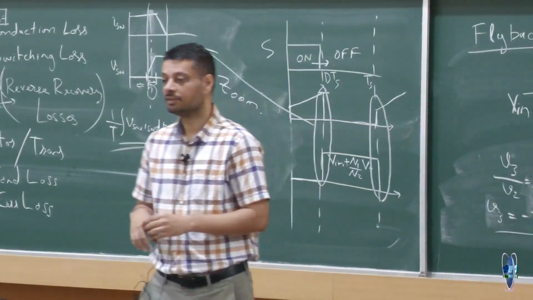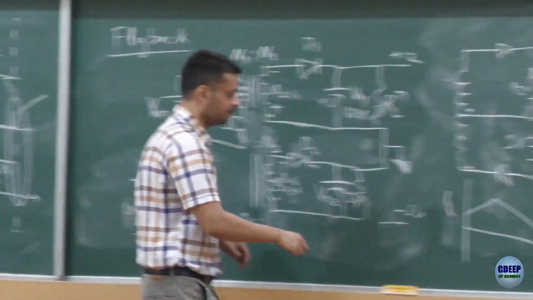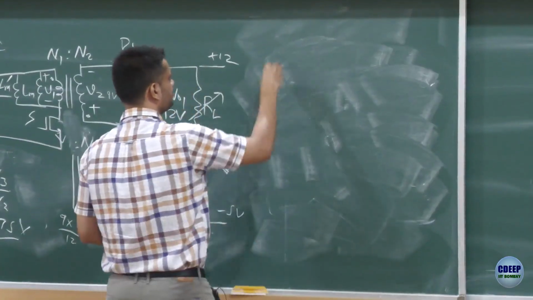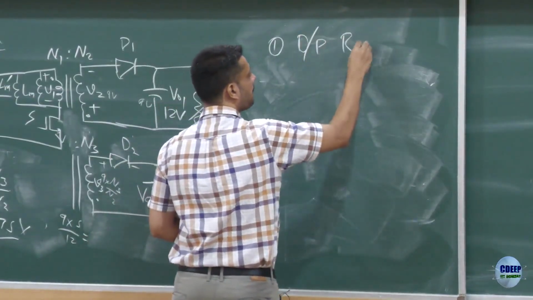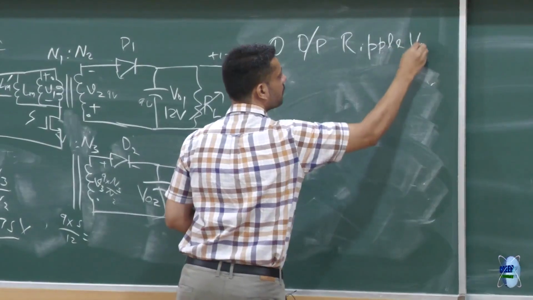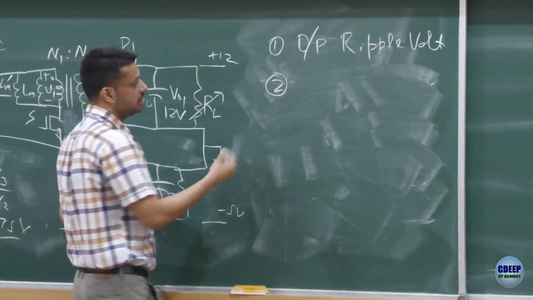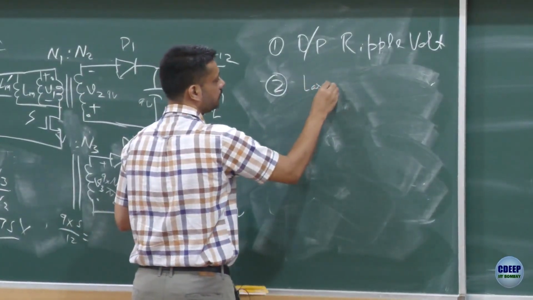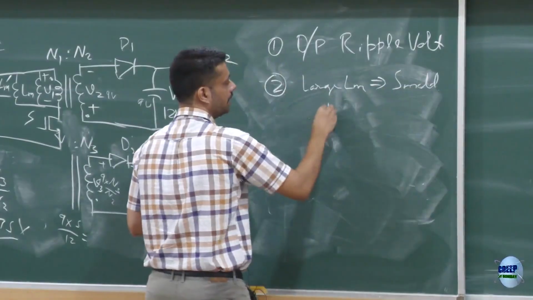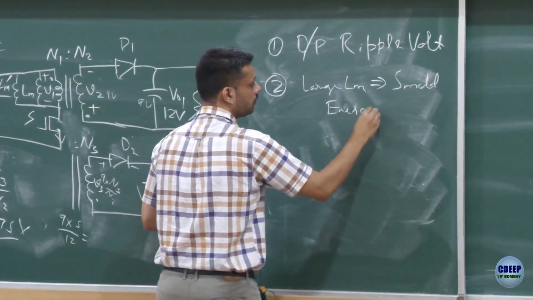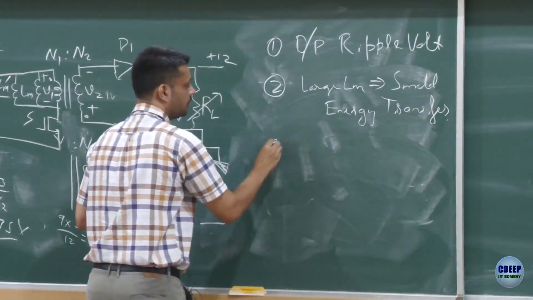Okay. Excessive ripple voltage on the output, okay, that's a good one, I could not have thought of. Any other problem? Of course, one problem we saw, which is the large Lm leading to small energy transfer. Anything else? Any new point you found?